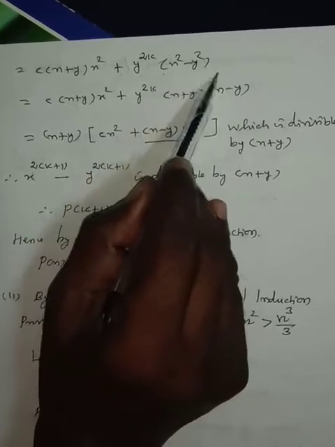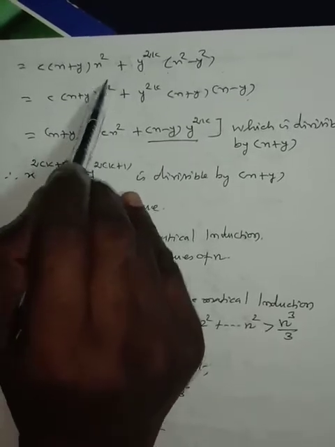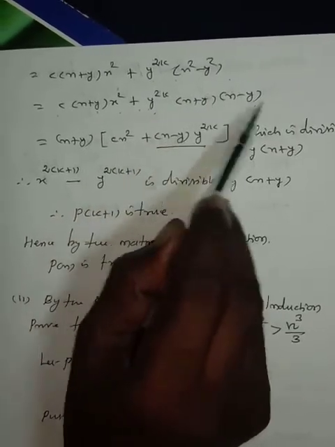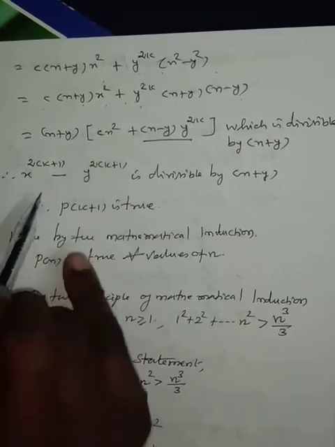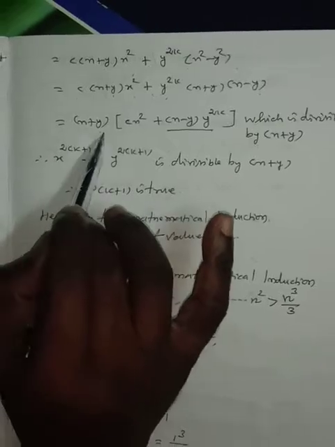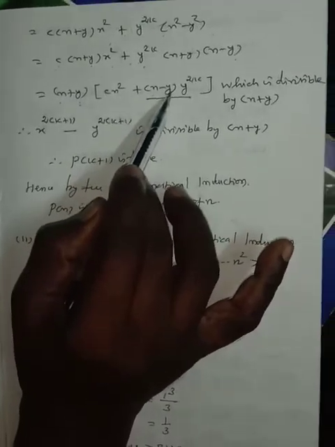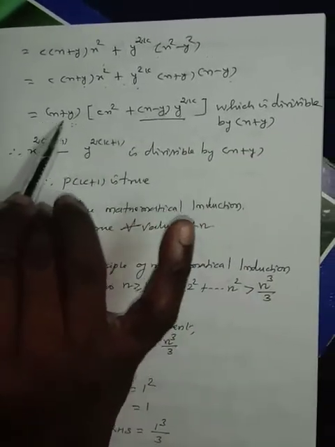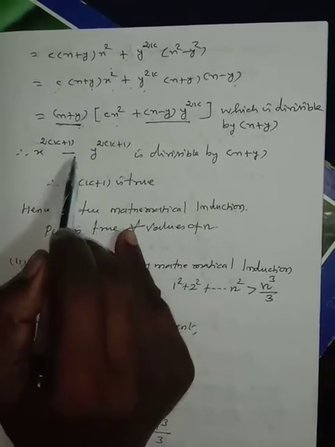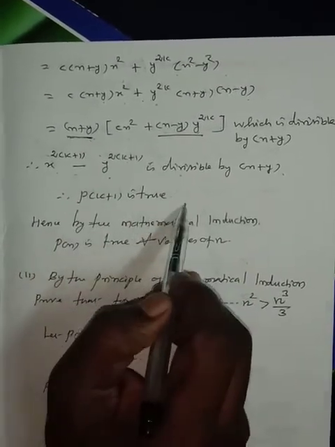That is, c into (x+y) x² plus y^(2k) into (x² minus y²). This can be split into two linear factors: c into (x+y) x² plus y^(2k) into (x+y) into (x−y). Now the common factor is (x+y), therefore (x+y) into the remaining part c x² plus (x−y) into y^(2k), which is divisible by x plus y. Therefore x^(2(k+1)) minus y^(2(k+1)) is divisible by x plus y. So P(k+1) is true.